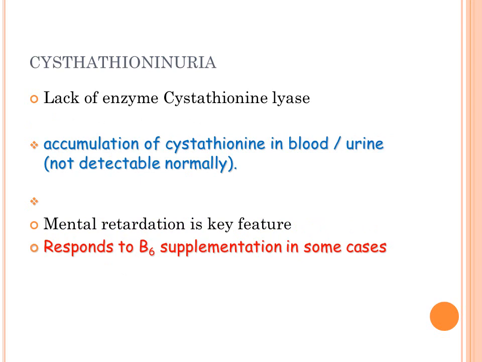The other disorder which is related to the metabolism of methionine is cystathioninuria. Here the enzyme cystathionine lyase is deficient, and there occurs accumulation of cystathionine in blood and urine, which is normally not detectable, but because of the deficiency of this enzyme, its levels increase in the body. Mental retardation is the important feature which is seen here, and again vitamin B6 tends to help in a few cases.